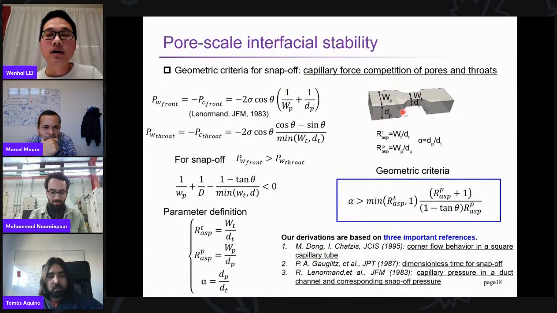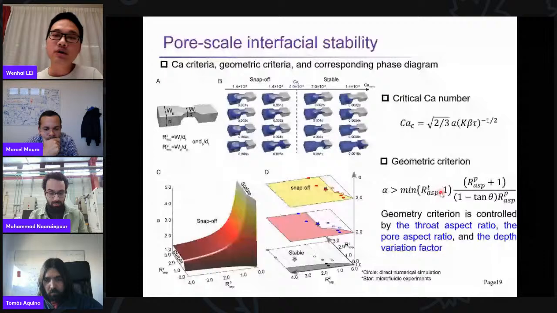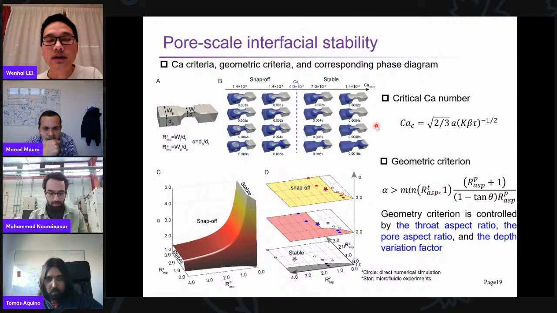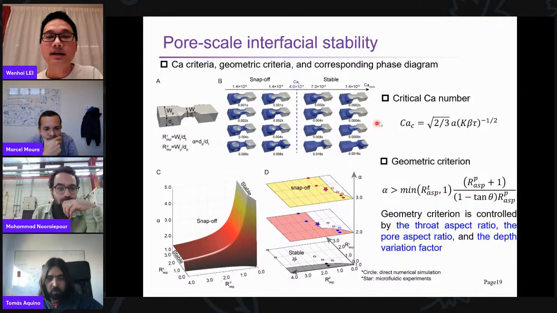When the corner flow dominates the flow behavior, the geometric criteria is also very important for the snap-off. Here, we should make sure that the capillary force of the main meniscus at the pores should be larger than the capillary force of the corner flow at the throats. So we can get the geometric criteria, which can be described by the depth variation, and the aspect ratio of the throat and the pores. So we will use direct numerical simulation and microfluidic experiments to validate these two conditions.